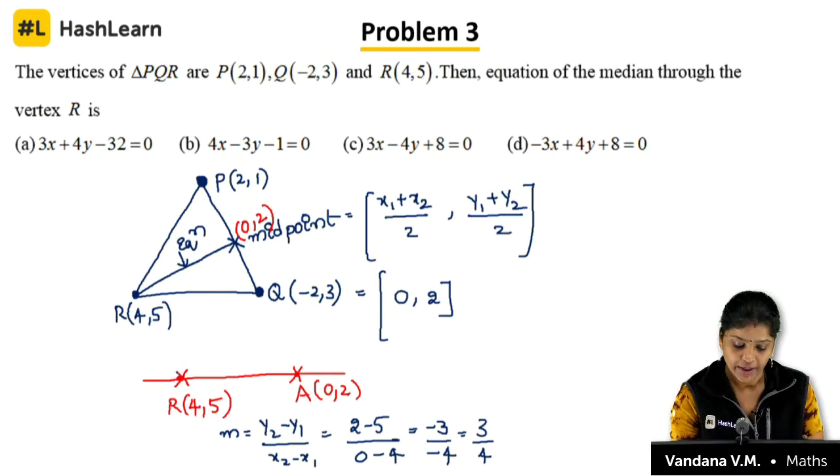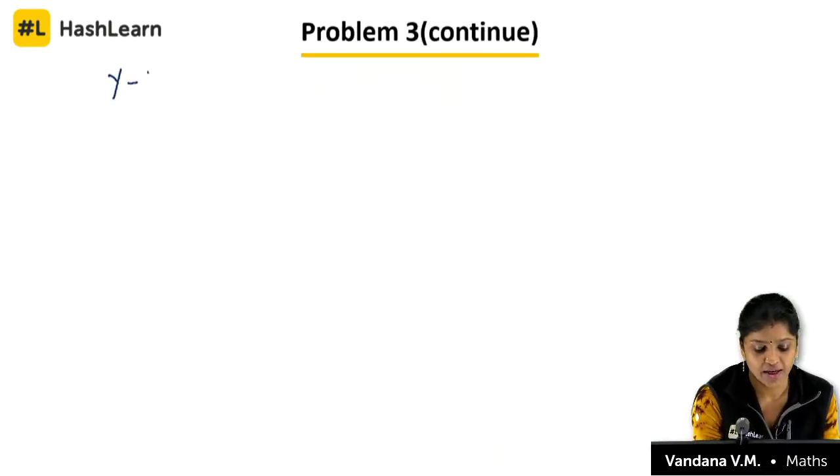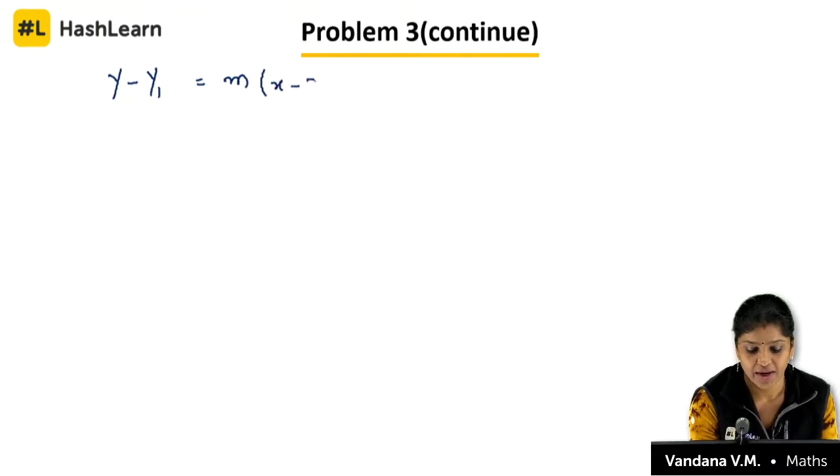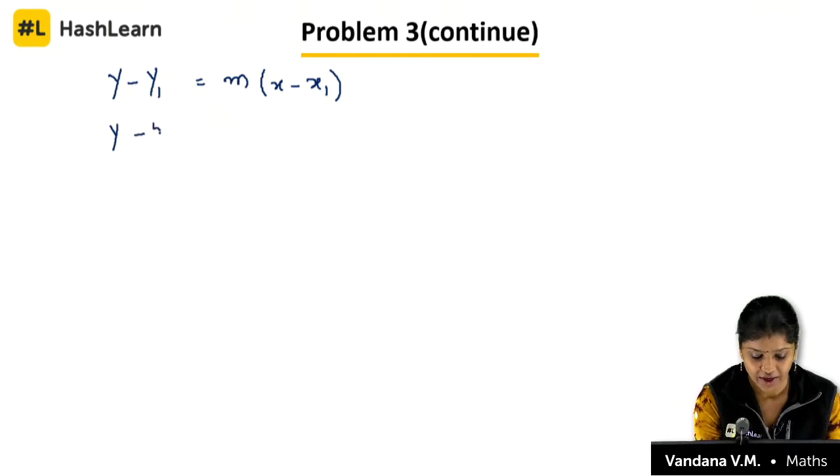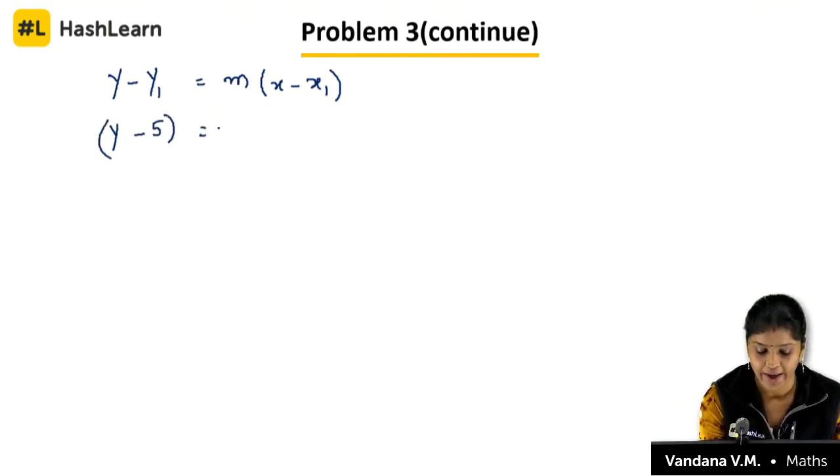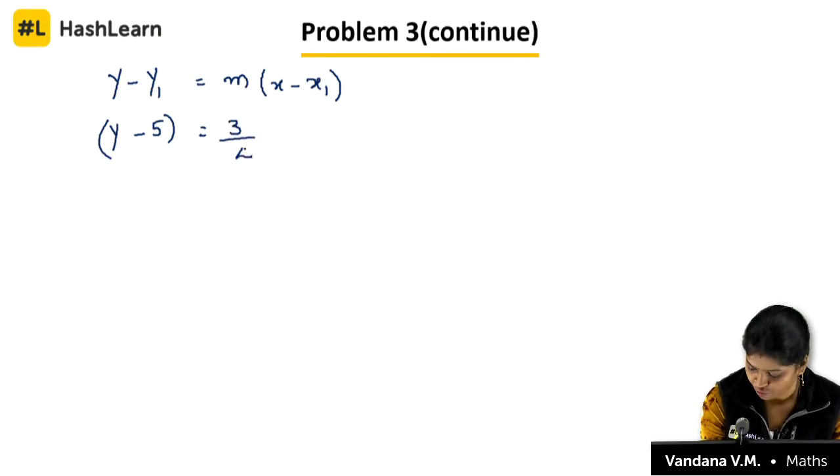Now, children, it is passing through 4, 5 and I know the slope. Slope point form, how to write that? y minus y1 is equal to m into x minus x1. y minus 5 is equal to m. So how much slope did I get? That is 3 by 4 into x minus 4.